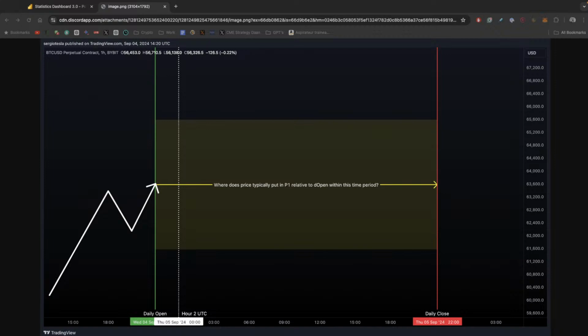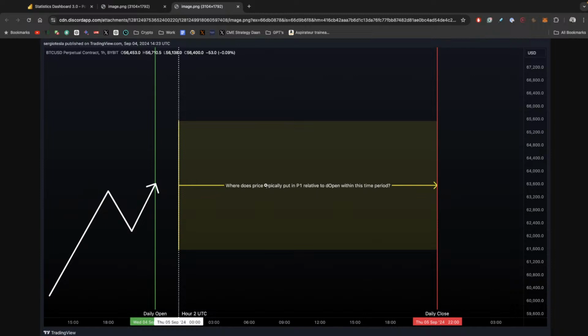Whereas if you use conservative filtering, what you are asking is where does price typically put in P1 relative to daily open within this time period? As you can see, it starts from hour 2 UTC. That's what you're doing with conservative filtering, with the side mark that price already needs to have a P2 somewhere in here. That's when it gets active. Otherwise, it just takes all the data.